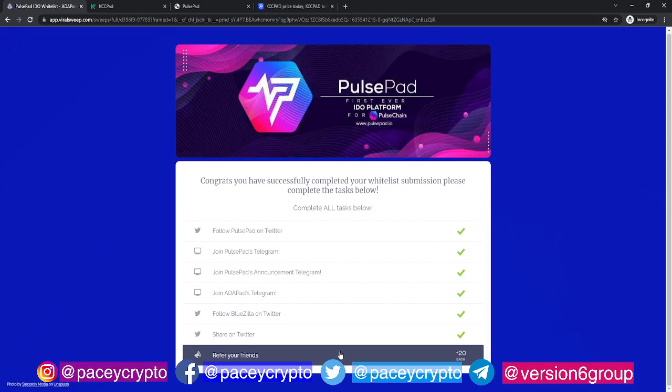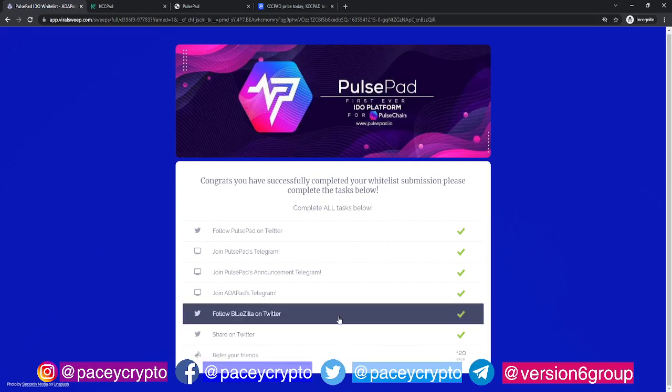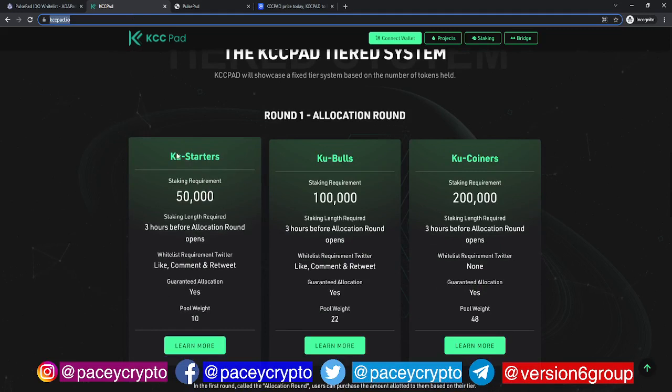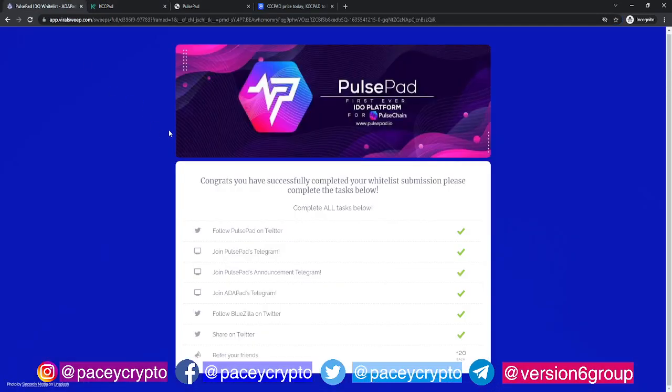So the more people you refer, the more you shill this, you get it out to people, the more lottery tickets you're going to get. And the more lottery tickets you get, the easier it will be to get in the IDO, to get in the whitelist, which will qualify you for the base tier so you can get the allocation.